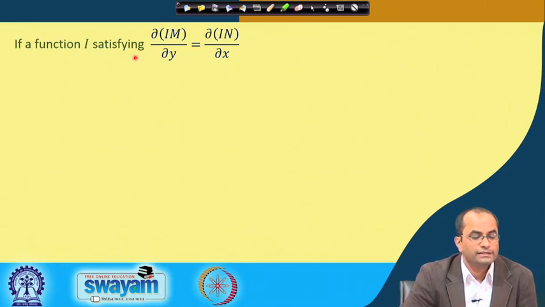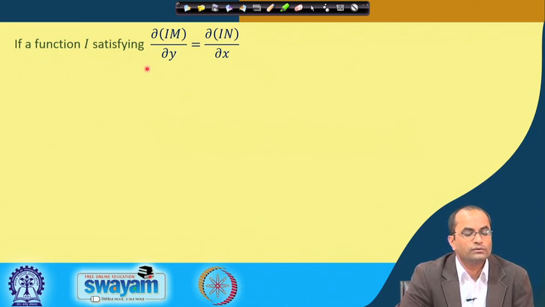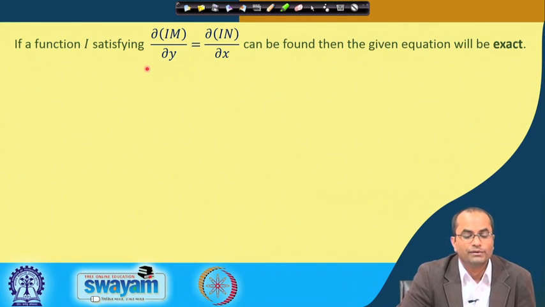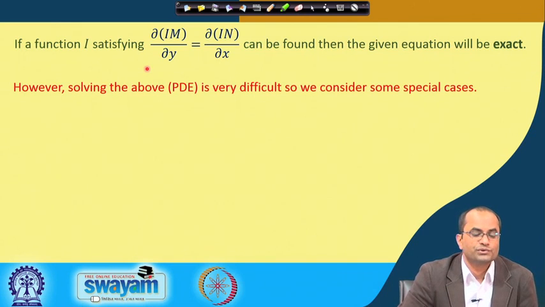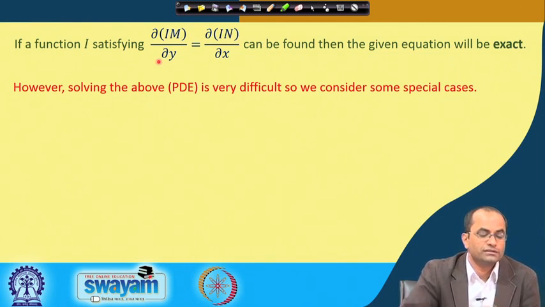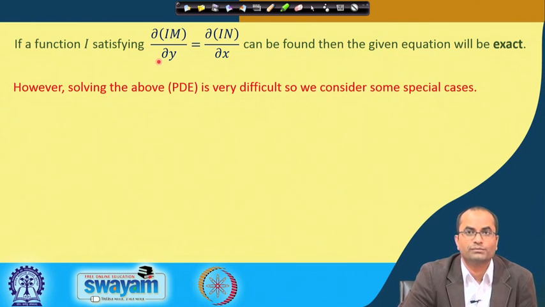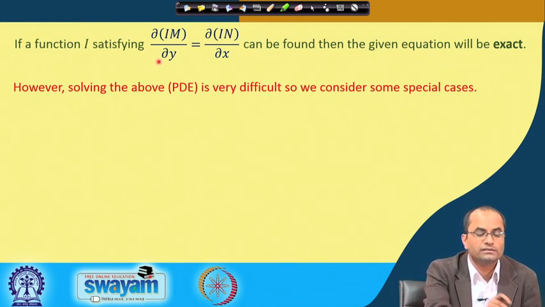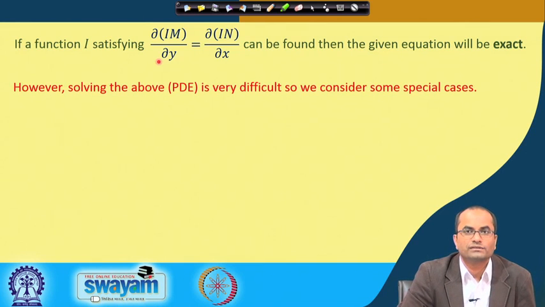So, if a function I satisfying this equation, ∂/∂y of (I M) equal to ∂/∂x of (I N), can be found, then the given equation will be exact. The problem here is that solving this equation is not like solving an ordinary equation, because this is a partial differential equation. We have the partial derivatives in this equation. So, this is a partial differential equation, which is not very easy to solve to get this I out of this equation. So, we will have to consider some special cases where we can solve such an equation.